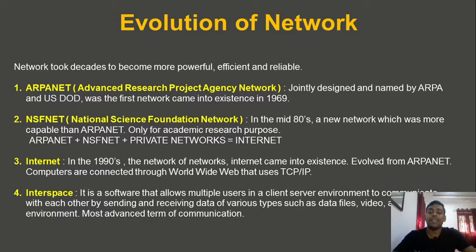In 1969, we got the first network, that is ARPANET, Advanced Research Project Agency Network, a joint venture of ARPA and the US Department of Defense. We can call it the grandfather of the internet. Then the second one, NSFNet. NSF, you know that, National Science Foundation. National Science Foundation Network, purely for academic purposes. In the mid 80s, a new network which was more capable than ARPANET, only for academic and research purposes.